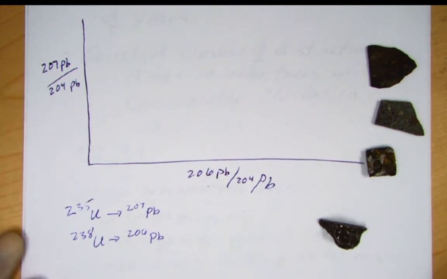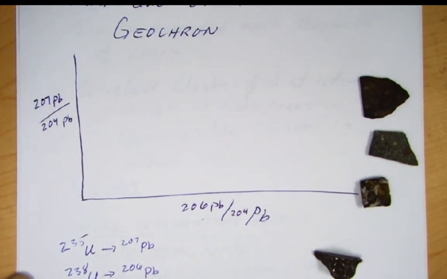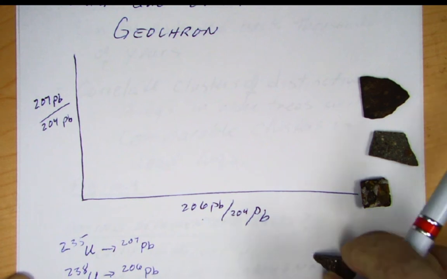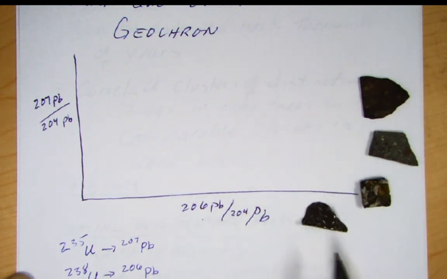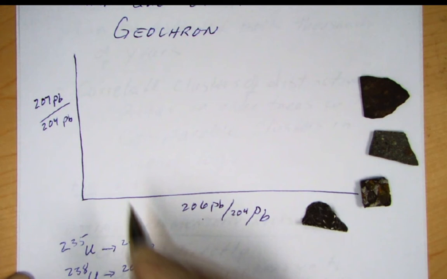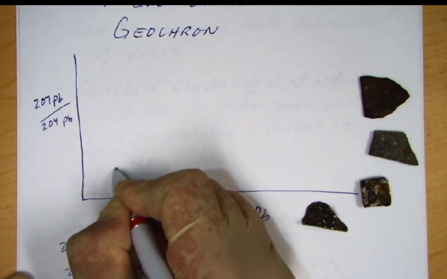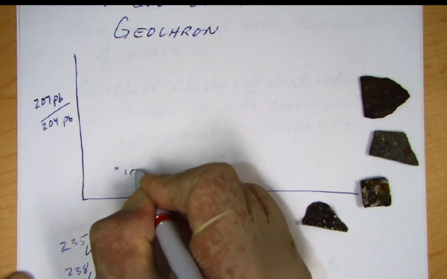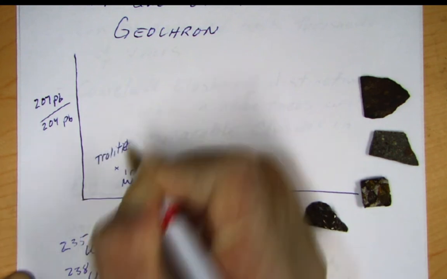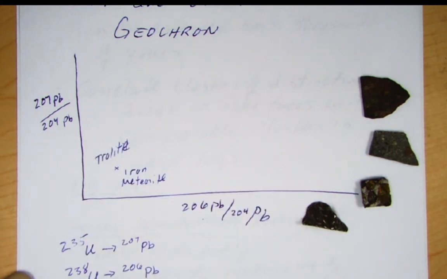And so the way we look at this is we want to figure out where these troilites plot, because remember, troilites have very little uranium. They're going to plot somewhere down in here, right? So these are going to be the iron meteorites. The troilite is going to plot down in there, and they pretty much all plot right at this value there.